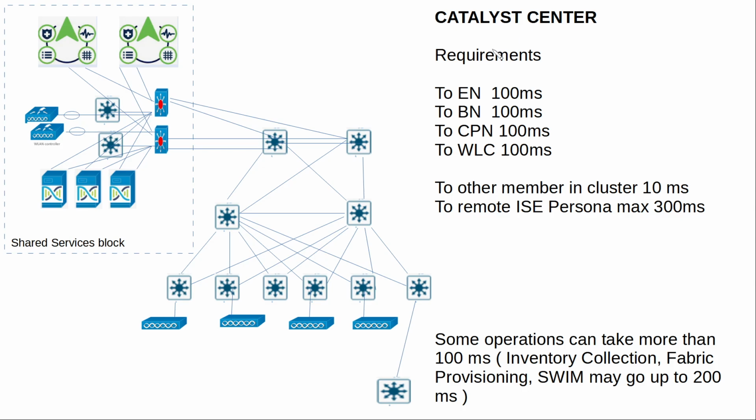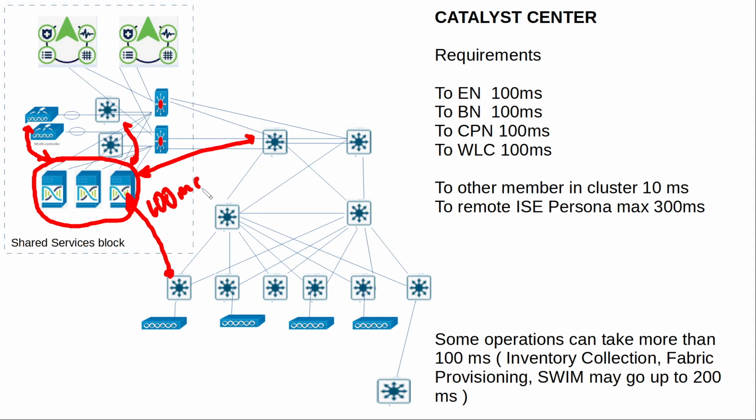These are the latency requirements for your network in order to have your SD access network working correctly. Your Catalyst Center cluster should be 100 milliseconds away from your border nodes, from your control plane nodes, from your wireless LAN controllers, and from your edge nodes. 100 milliseconds. The latency between nodes should be no more than 10 milliseconds, and the latency between the Catalyst Center and IaaS should be no more than 300 milliseconds.